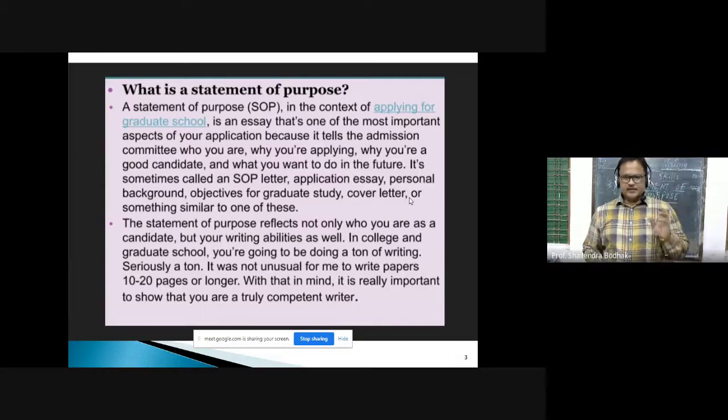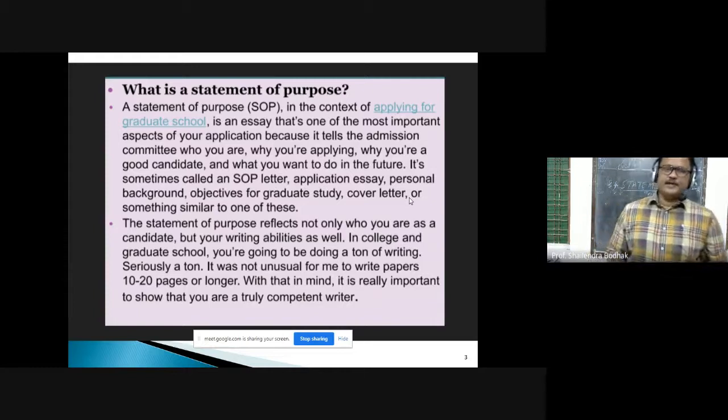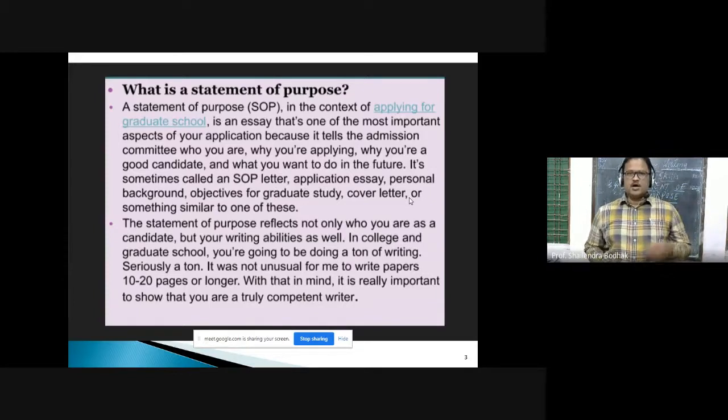I'll repeat, your SOP tells the admission committee who you are, why you want to apply, how you are a good candidate, and what you want to do in future. All this comprises your SOP. It's sometimes called an SOP letter. We also call it an SOP letter or application essay or personal background, objectives for graduate study, cover letter, or something similar to one of these. So there are many names for this SOP, that is, statement of purpose.